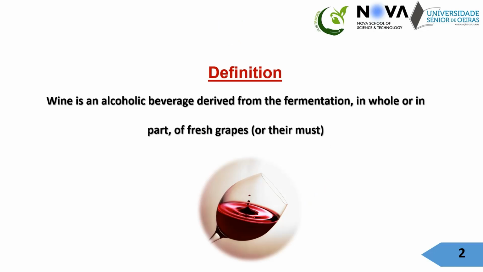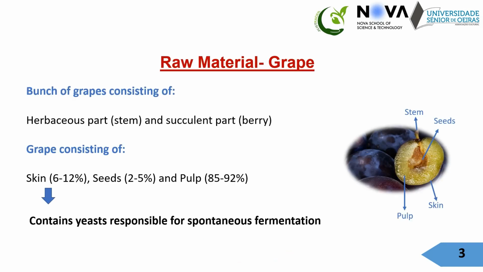What is wine? Wine is an alcoholic beverage resulting from the fermentation in whole or in part of fresh grapes or their must. Regarding the raw material, a bunch of grapes consists of a herbaceous part, the stem, and a succulent part, the berry. The grape itself consists of skin containing yeast responsible for spontaneous fermentation, seeds, and the pulp.